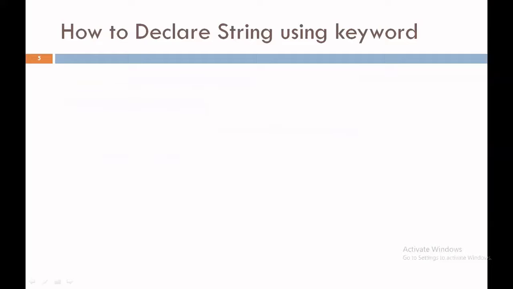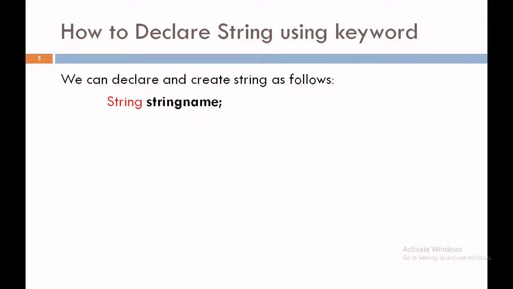Let's see another way in which we can declare a string using the new keyword. We can declare and create a string as follows: first of all, we declare the string, String name equal to new String, then the value. As we all know, the Java new keyword is used to create an instance of a class. In another way, it instantiates a class by allocating memory for a new object and it returns a reference to that memory.